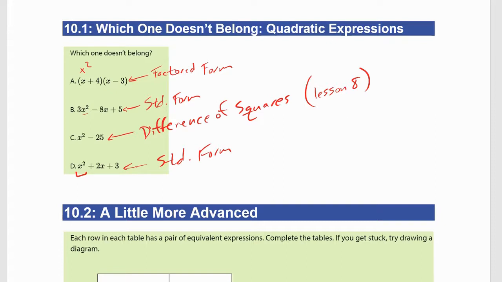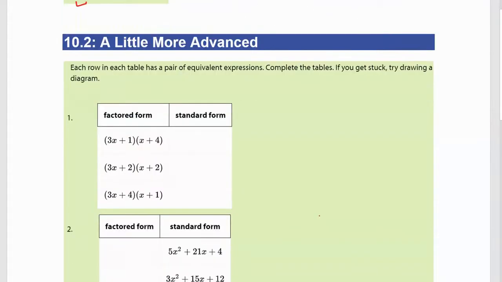You know, you could argue C doesn't belong because it doesn't have parentheses. B doesn't belong because it's not in parentheses. D doesn't belong because it's not in parentheses. Or A doesn't belong because it's not in standard form like all the others, right? Or you can argue all types of ways. There's no real wrong answer. Very open to interpretation, which is good. It's good to have that.